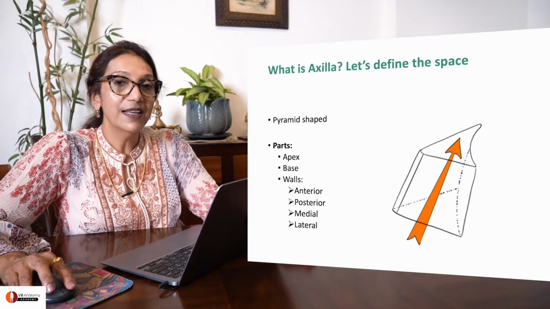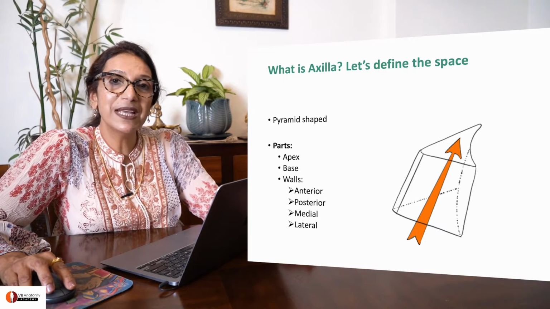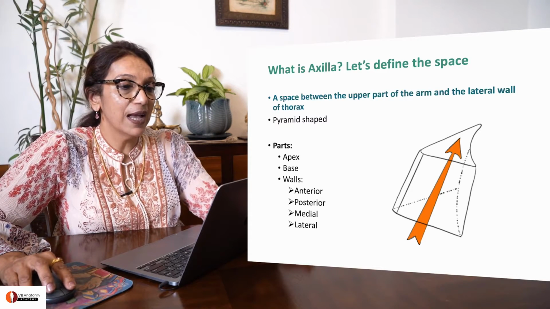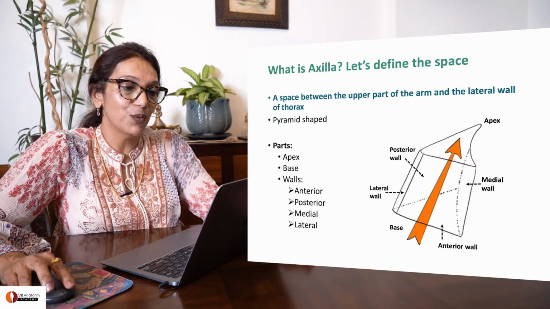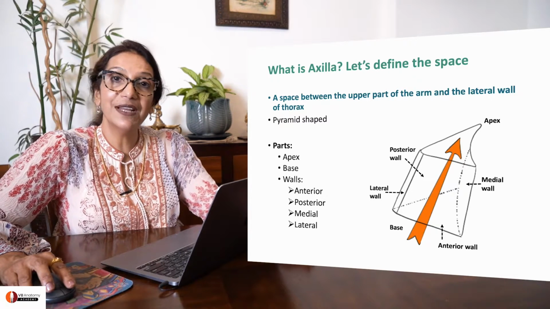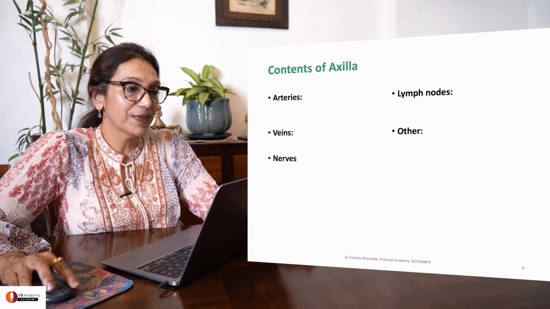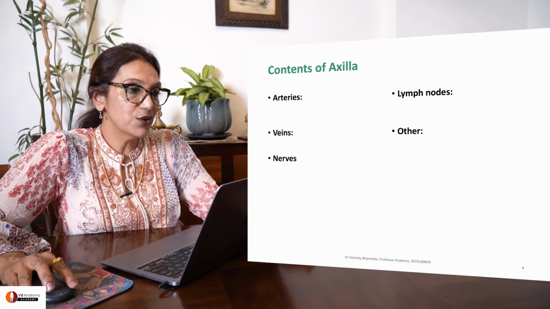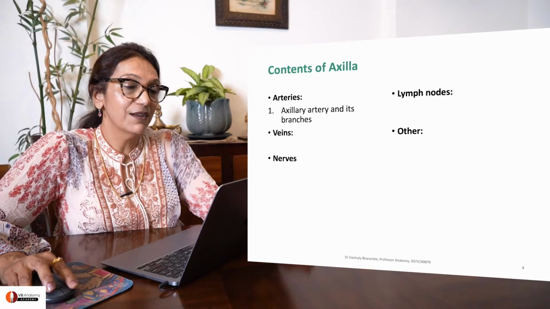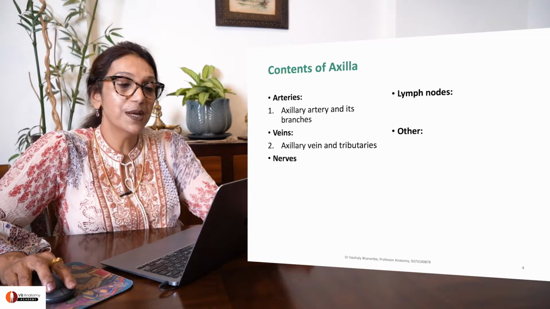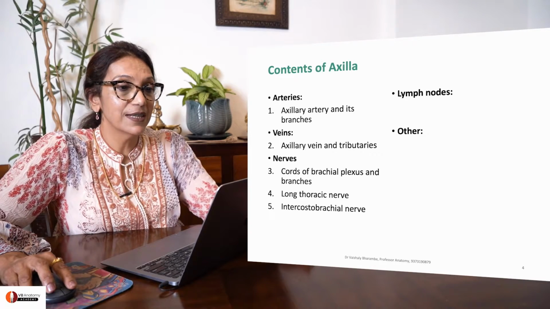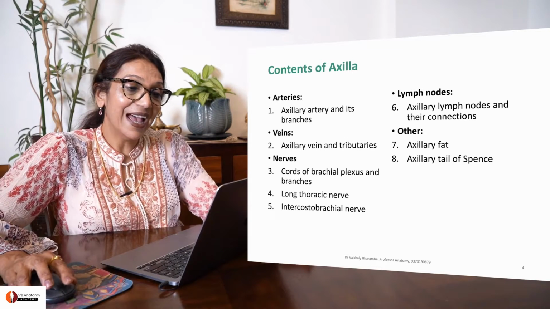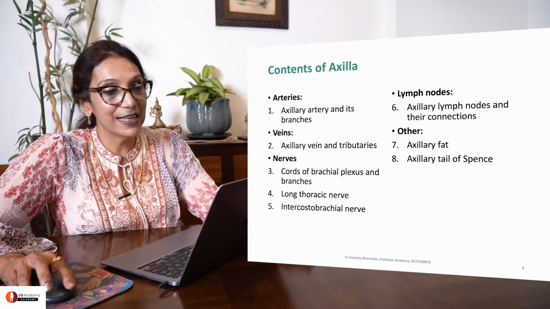Understanding that axilla is the pyramid-shaped space below your arm, between your arm and the chest wall, having an apex and a base, and 4 walls: anterior, posterior, medial, and a very narrow lateral wall. It contains arteries, veins, nerves, lymph nodes, and other structures. Artery, axillary; vein, axillary; nerve, brachial plexus and a few other nerves; lymph nodes, axillary lymph nodes, which is what we're going to discuss today, and axillary fat and axillary tail of Spence.